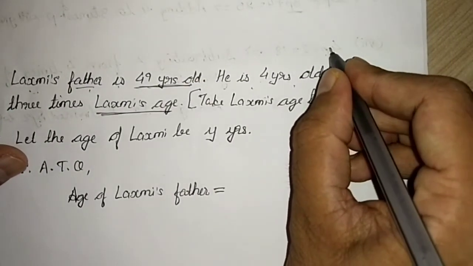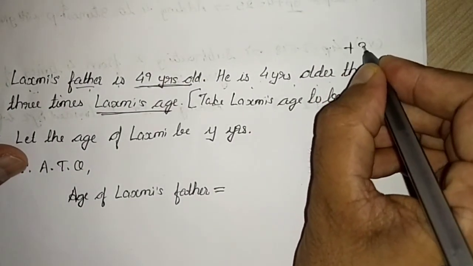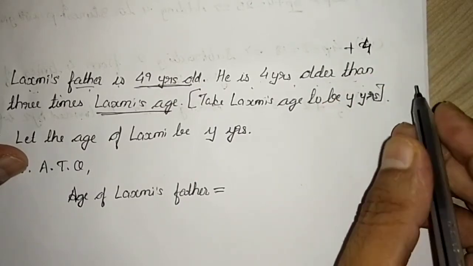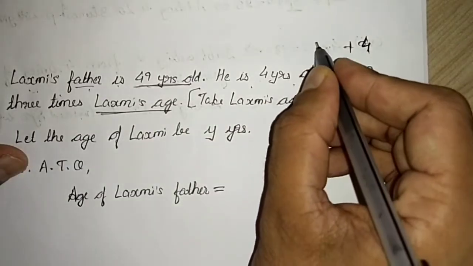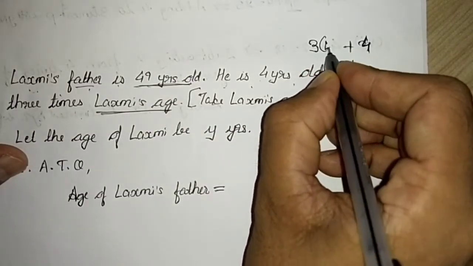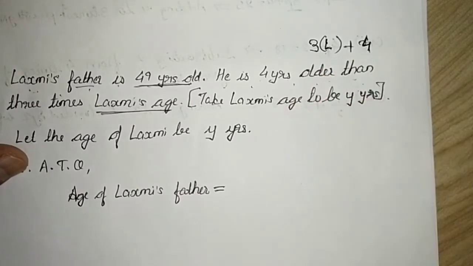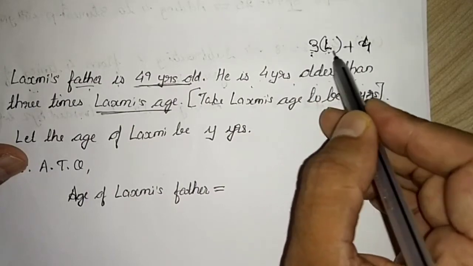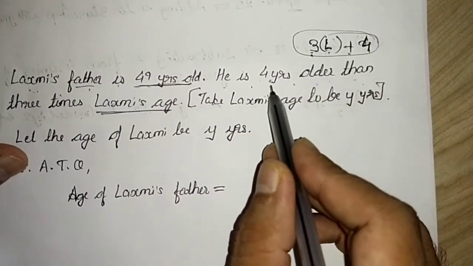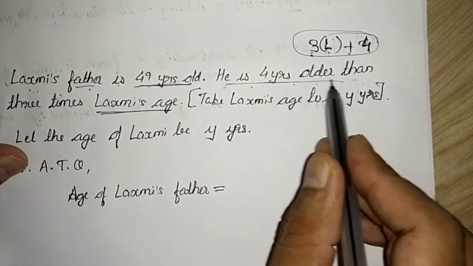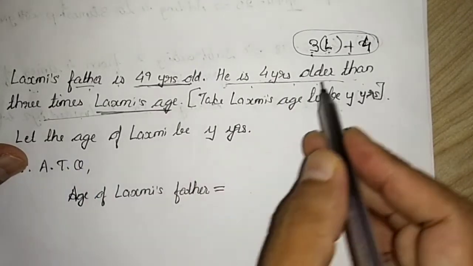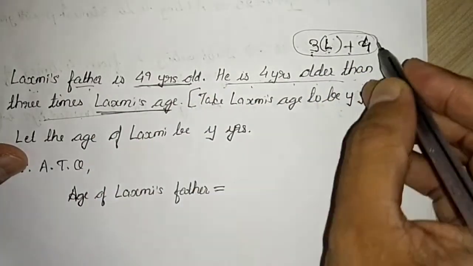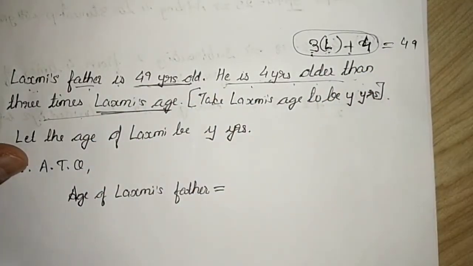So Lakshmi's father is 4 years older than 3 times Lakshmi's age. Older means plus 4. Then 3 times Lakshmi's age. They have told us to take y, so we will write 3y plus 4. This is the equation formed from this line. This is also Lakshmi's father's age, so we will equate them.